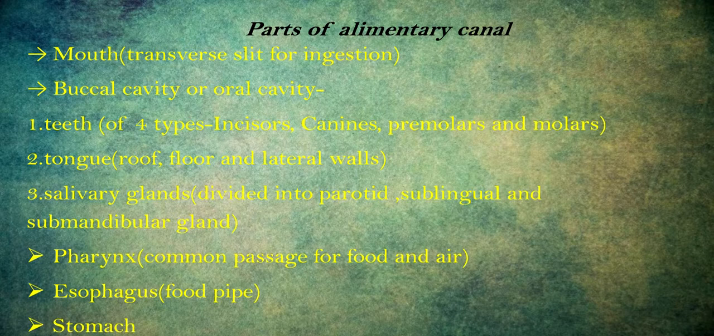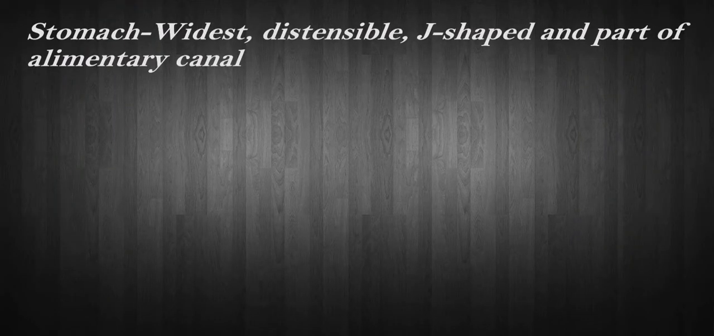Then we come to the pharynx. The pharynx is a common passage of food and air, in which the air goes into the lungs and food goes into the esophagus, that is the food pipe. Then it has the stomach. We will be studying all of them one by one. That one is the stomach.